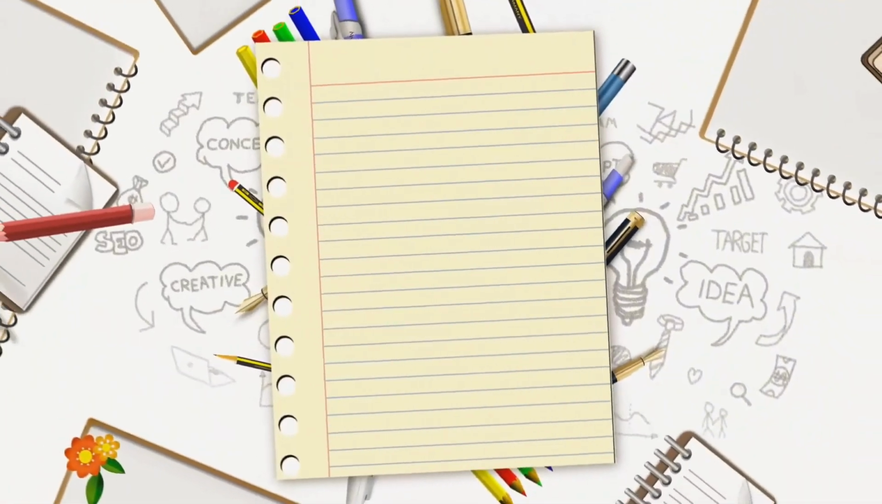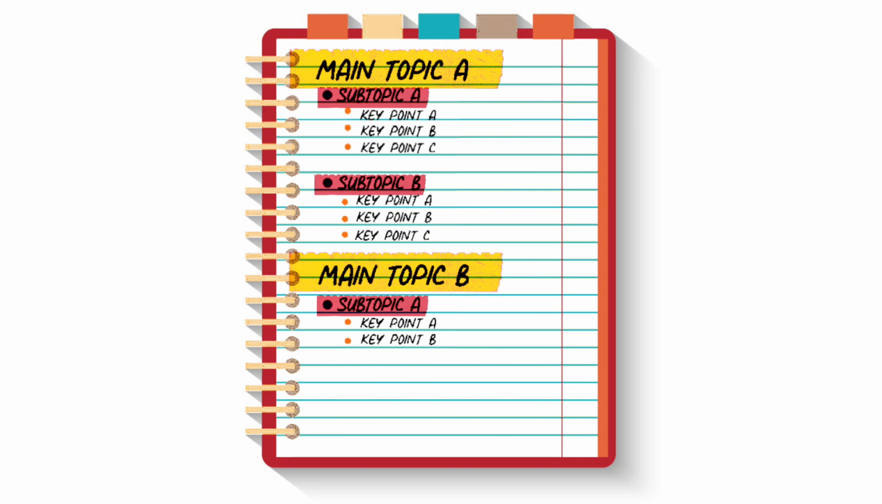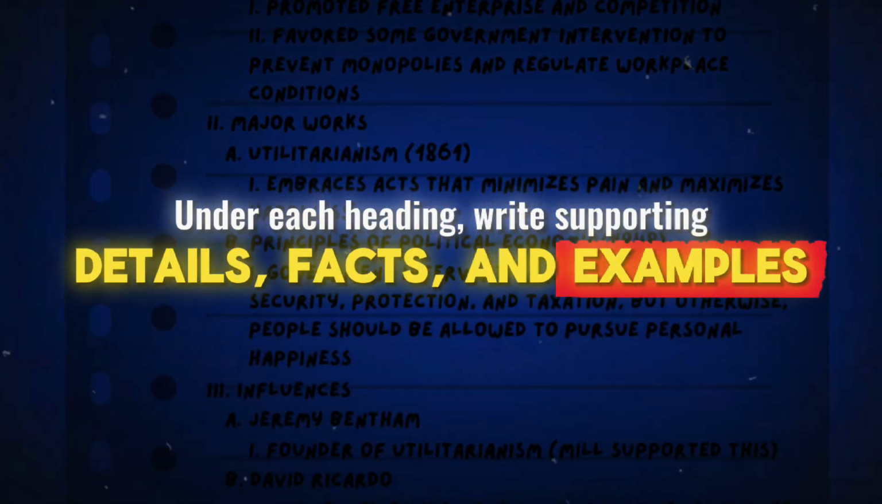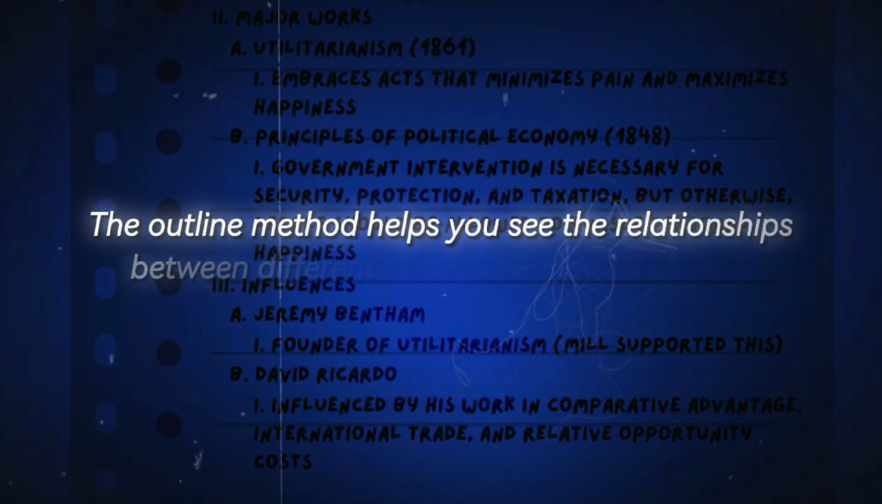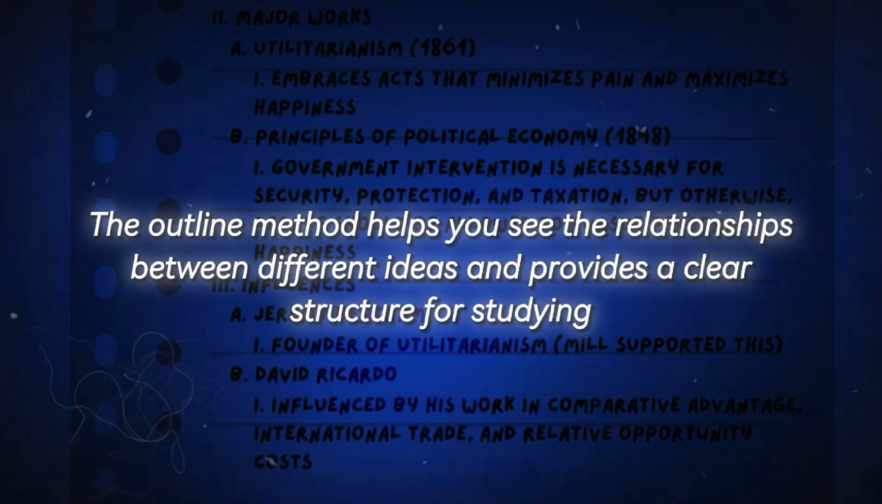Our third method is the outline method. It is a structured approach that organizes information hierarchically. It's particularly useful when studying textbooks or preparing for exams. Begin by creating headings and subheadings to represent the main topics and subtopics. Under each heading, write supporting details, facts, and examples. The outline method helps you see the relationships between different ideas and provides a clear structure for studying.